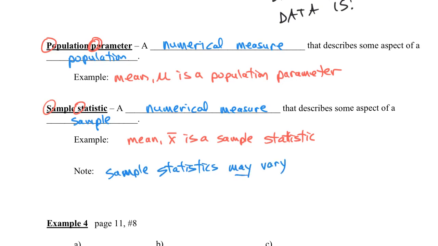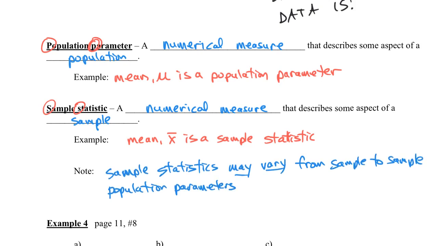So they may vary, and they usually will vary from sample to sample. Okay, but population parameters are fixed for a given population, so they don't change.